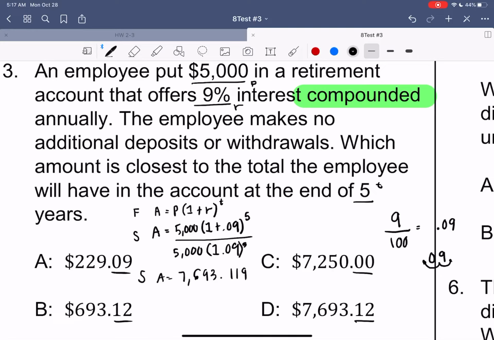So I only have room for this many decimals, but I have to look at this decimal behind it and say, if it's 5 or more, you raise the score, 4 or less, let it rest. So we'll be left with 7,693.12. And that is right here. Okay.